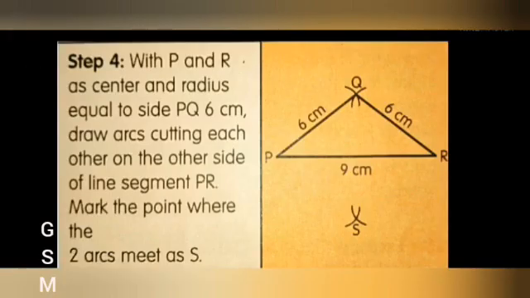Step 4. With P and R as center and radius equal to side PQ, 6 cm, draw arcs cutting each other on the other side of the line segment PR.